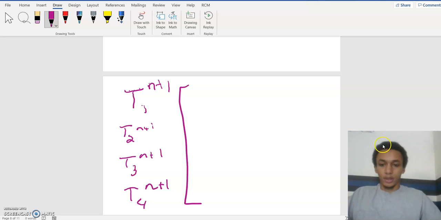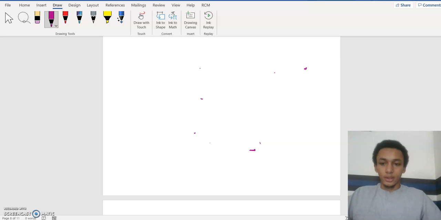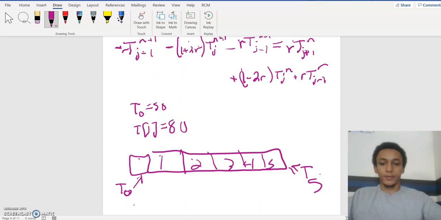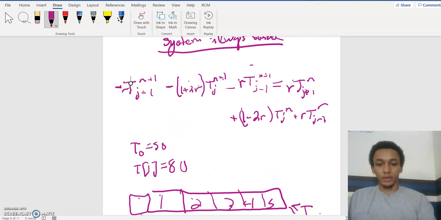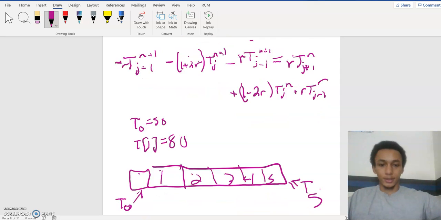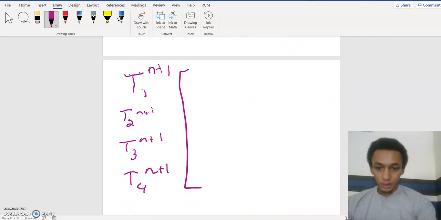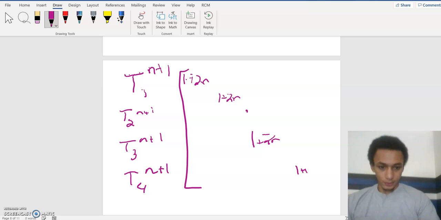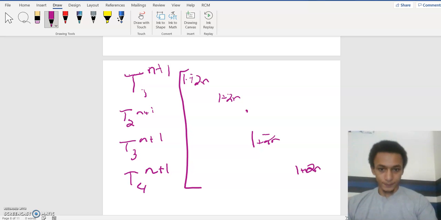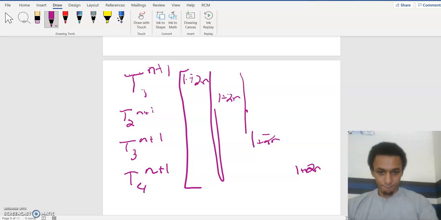And as we see above, there's a diagonal going across each one of 1 plus 2r for the left side of the equation. So let's draw that. So 1 plus 2r, 1 plus 2r, 1 plus 2r, and 1 plus 2r. Let's make this matrix C.